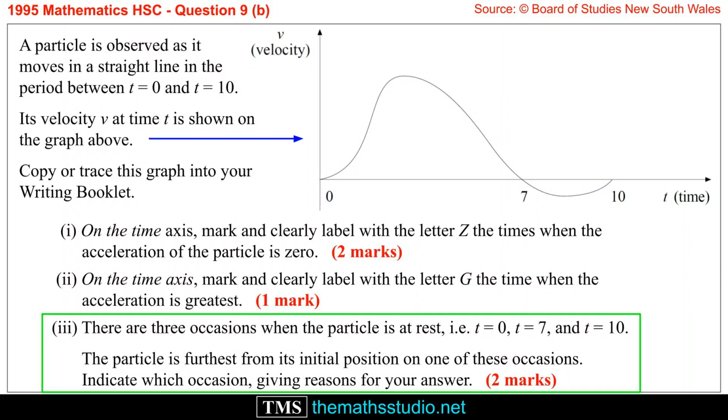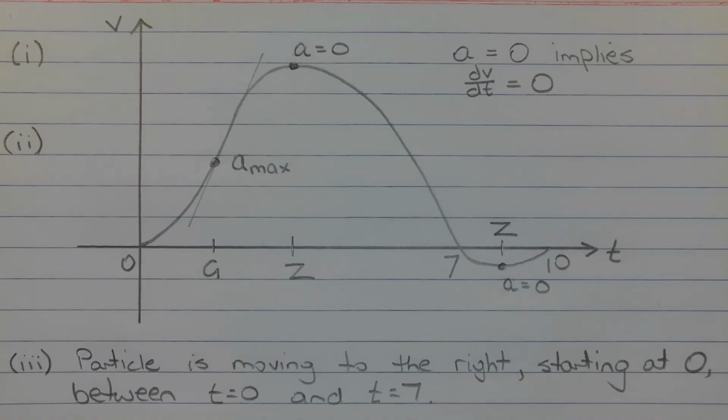Part 3. There are three occasions when the particle is at rest. That is, t equals 0, t equals 7 and t equals 10. The particle is furthest from its initial position on one of these occasions. Indicate which occasion, giving reasons for your answer. In order to answer part 3, we need to consider the signed area bounded by the curve and the time axis. So the area here is positive and the area here is negative.